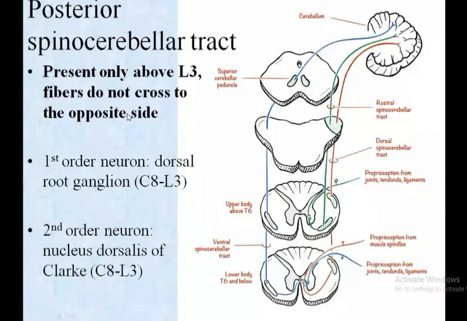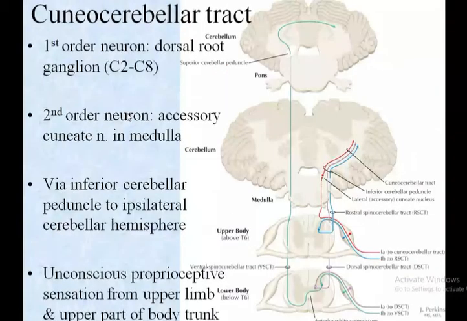The second order neuron is present at the accessory cuneate nucleus, which is present in the medulla oblongata. Here it also enters the cerebellum via the inferior cerebellar peduncle to the ipsilateral cerebellar hemisphere. So it carries unconscious proprioceptive sensation from the upper limb and upper part of the body.